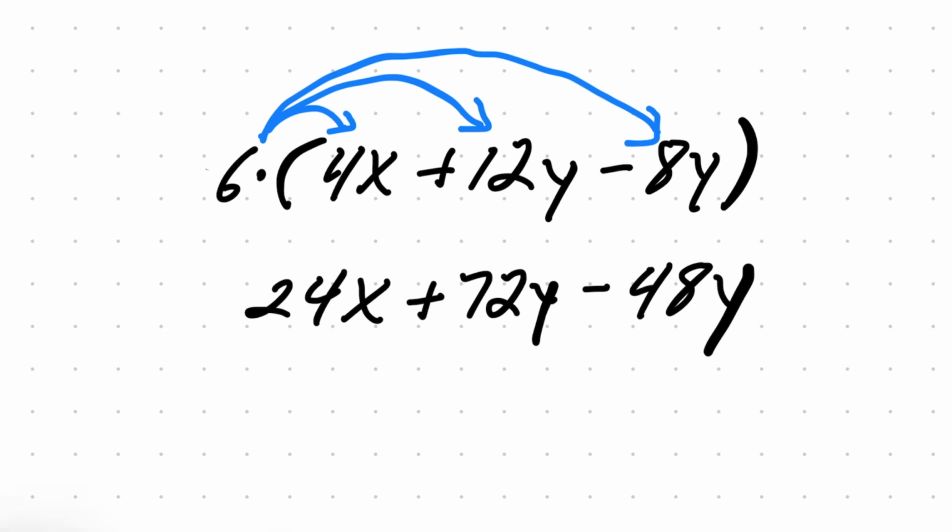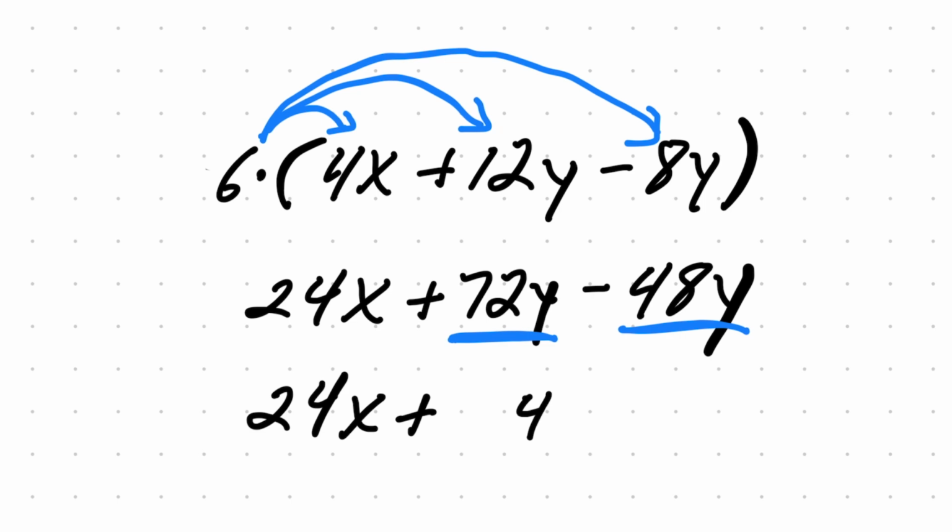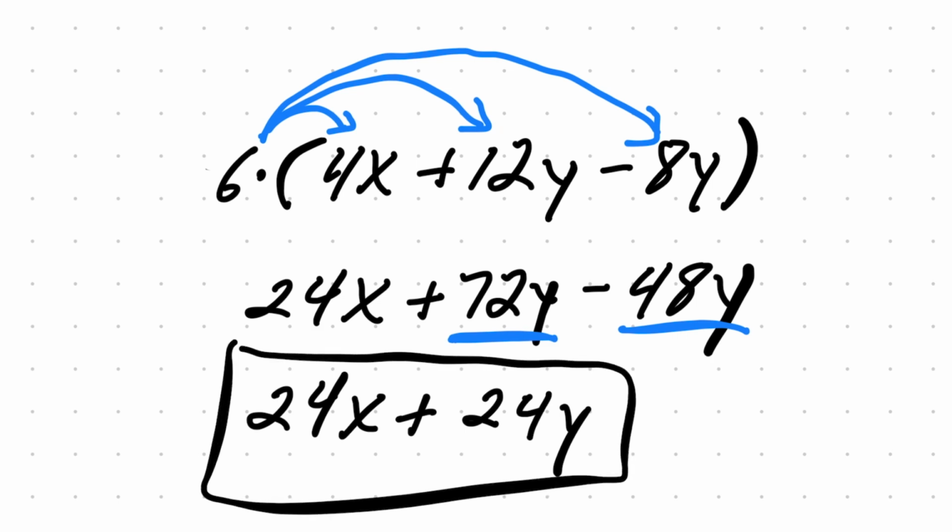And here you have two like terms, which is the 72y and the 48y. So you're going to combine those two because they're like terms. So the 24x, you just bring it down. And then when you combine those two, you have to subtract them because they have different signs. So when you subtract those two, you're going to get 24y. So this will be your answer right here.